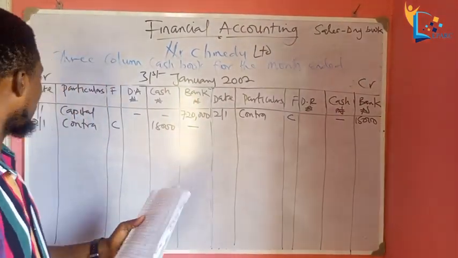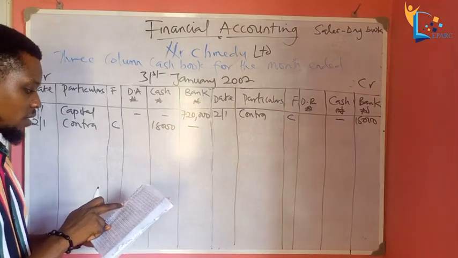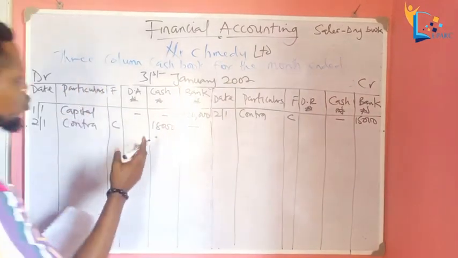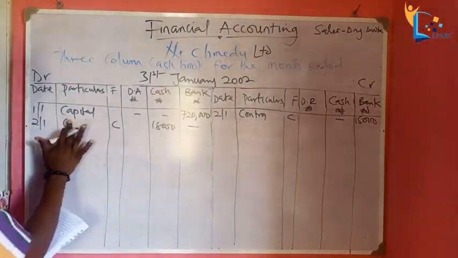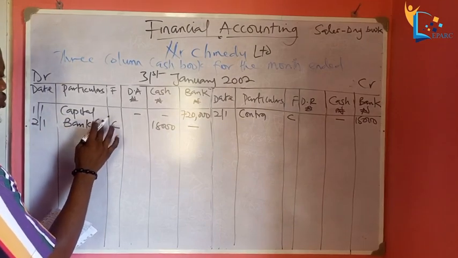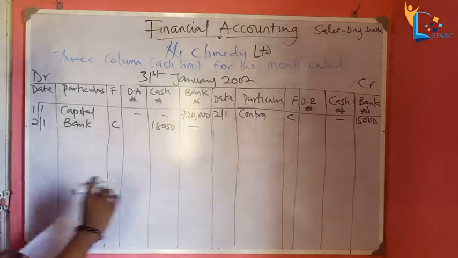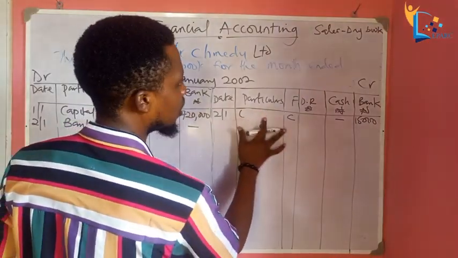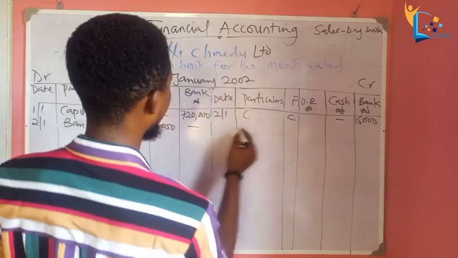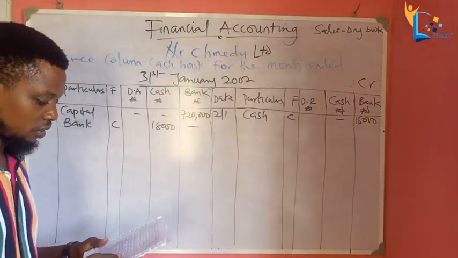So we stopped at what date? The second, withdraw cash for office use. Okay, contra entry, as I was explaining. This should be cash. Let me do it this way. Should be bank, contra entry, isolated by C. So let's leave it like this. It should be cash. Okay, so now let's proceed.